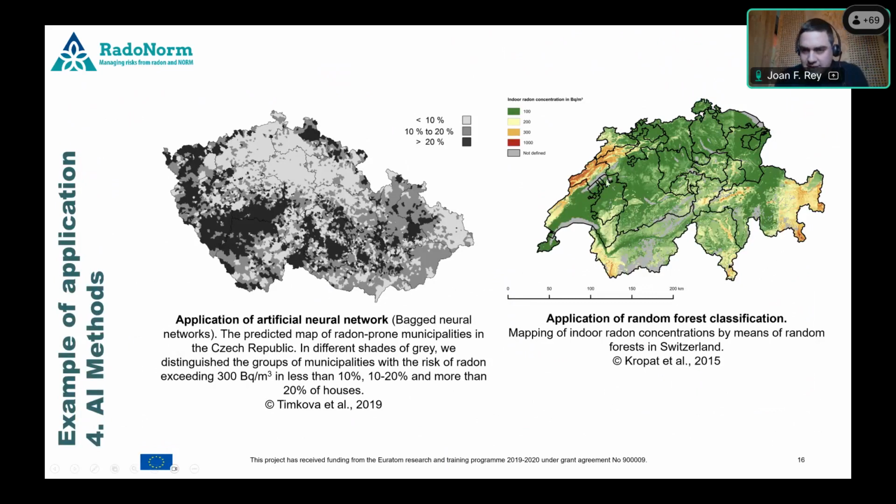And here in Switzerland, something really similar, which is the application of random forest classification, which allows to highlight different categories. Here you can see that some areas like the Jura Mountains here, the Mont Blanc Massif here, and here the Graubünden, which is also in the Alps, we do have higher radon levels in these areas. That has been carried out by the random forest tool.